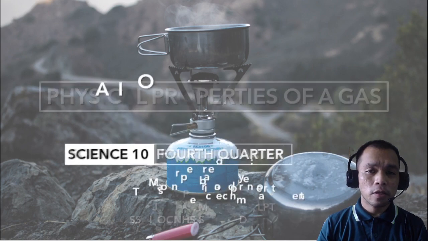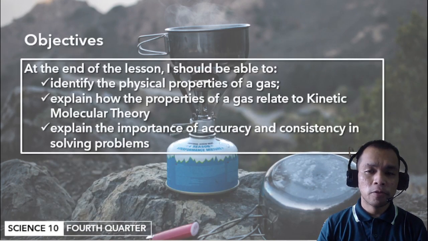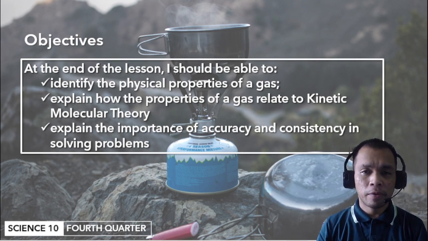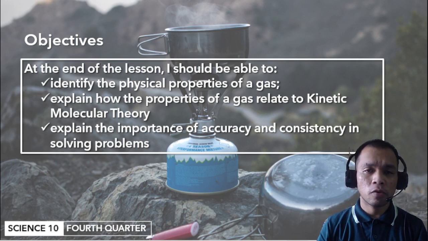So as we start, let's go over the objectives of our lesson. At the end of the lesson, you should be able to, first, identify the physical properties of a gas. Second, explain how the properties of a gas relate to kinetic molecular theory. And lastly, explain the importance of accuracy and consistency in solving problems.